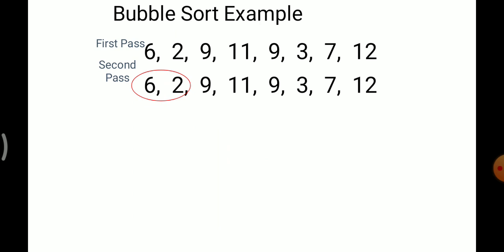Now after the first pass completion, the last element has got its correct position, so the second pass will take place. In this pass, 6 and 2 will be compared, and in the second comparison 6 and 9 will be compared. After this, 9 and 11 will be compared, and then 11 and 9 will be compared, and in this comparison the exchange will take place.